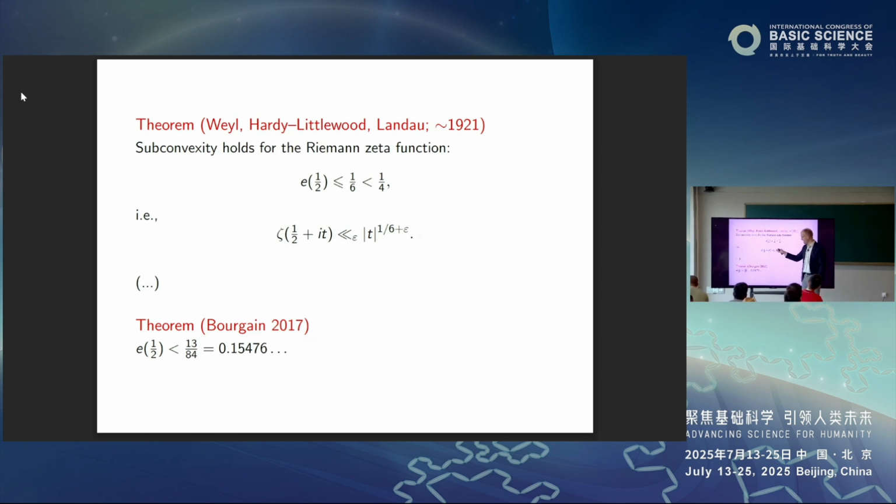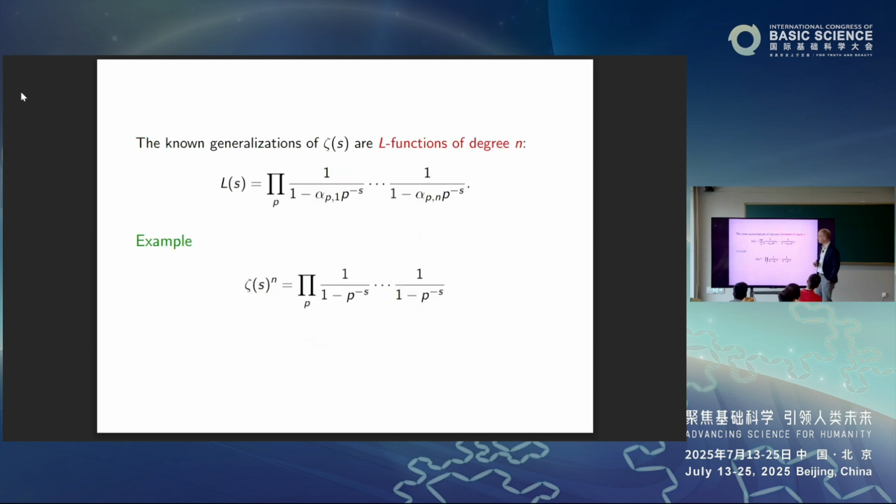And improving upon that exponent has been an active area of research, so the record is due to Bourgain from a few years ago, improving on this 1/6 bound by a little bit more. And there are tens of authors who have improved in between there.